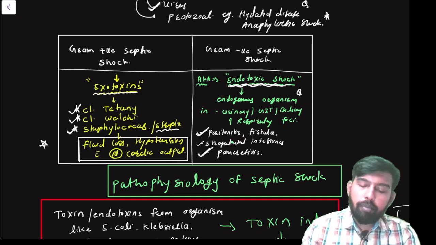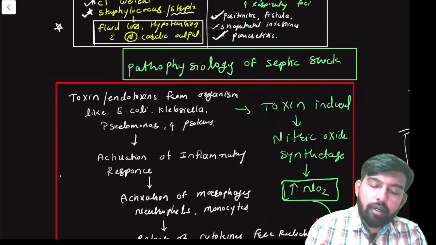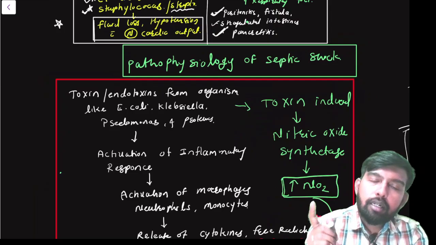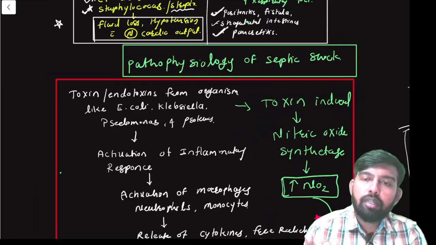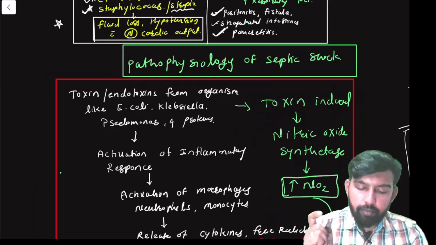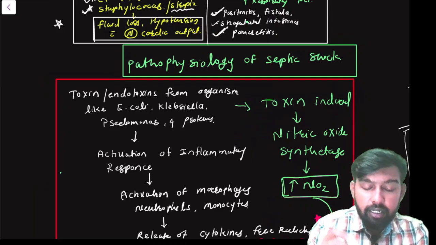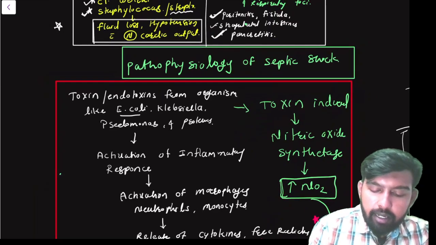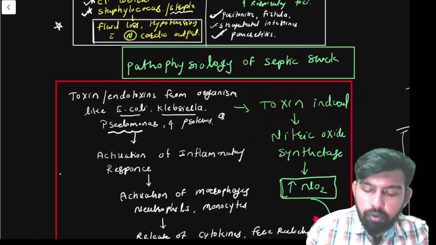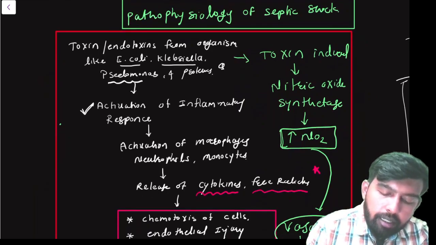So let's see the pathophysiology of septic shock. There is entry of the organisms or toxin, or a translocation of the endotoxins from the GIT, urinary tract or respiratory tract into the systemic circulation, and the organisms could be E. coli, Klebsiella, Pseudomonas or Proteus. It will cause the activation of the inflammatory response.